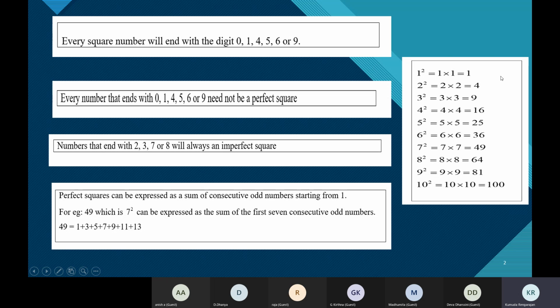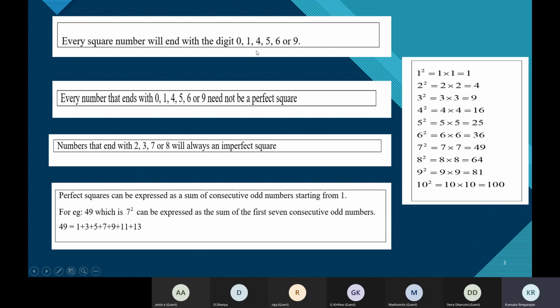Okay, so that's what it is. So 1 can happen when the number ends with 1 or 9. 4 can happen when it ends with 2 or 8. 9 can happen when it ends with 3 or 7. And 6 when it ends with 4 or 6.